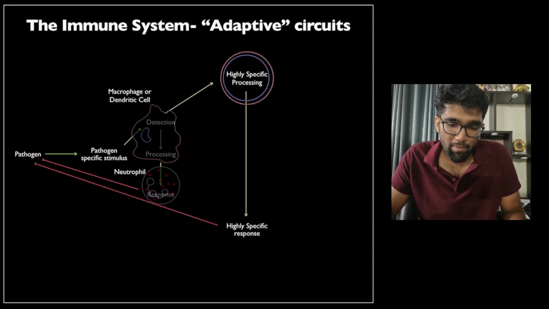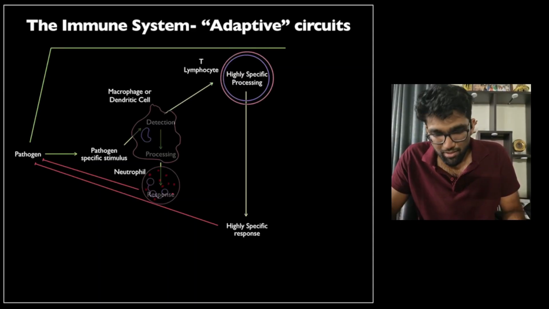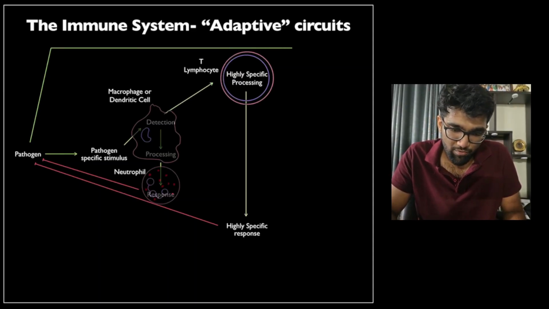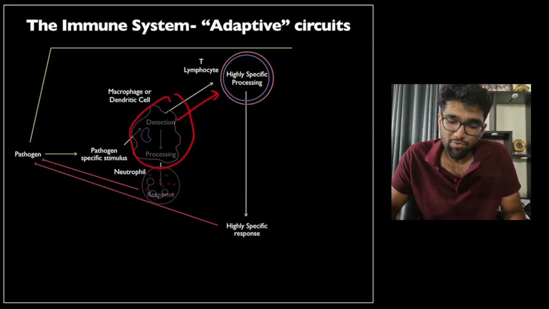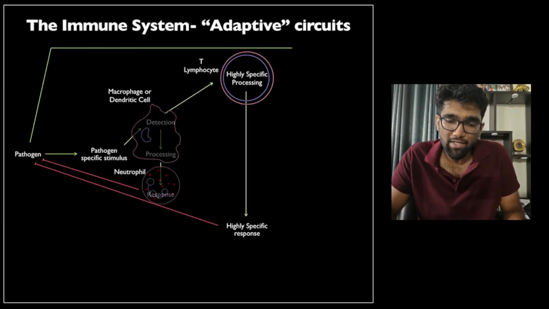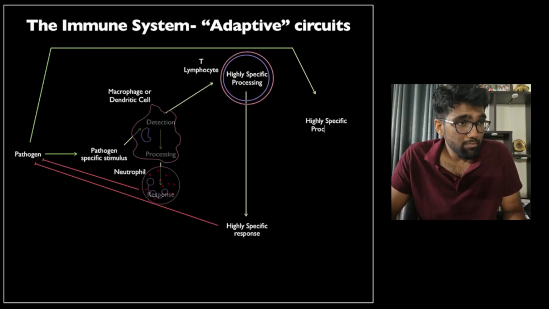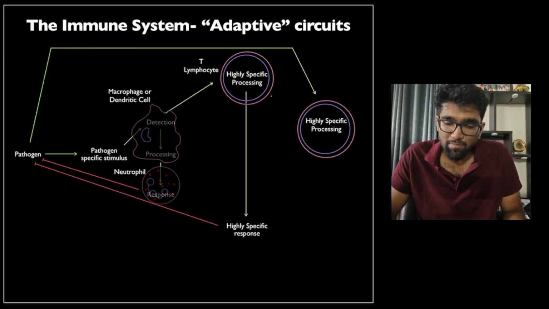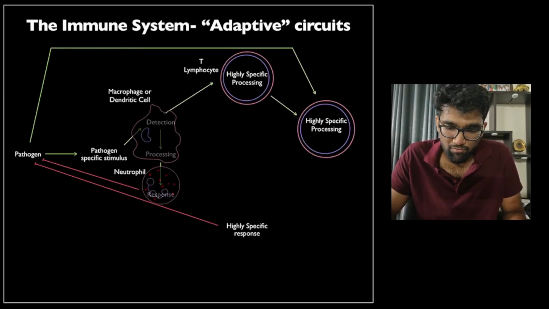So now what ends up happening is highly specific processing occurs within a cell known as a lymphocyte. Okay, and specifically, this is a T lymphocyte. So the pathogen is processed by the macrophage and then presented to the T lymphocyte, or alternatively, the pathogen's specific molecular patterns are detected directly by another cell known as a B lymphocyte. So that highly specific processing would be occurring in a B lymphocyte. Okay, so this would be a B lymphocyte.